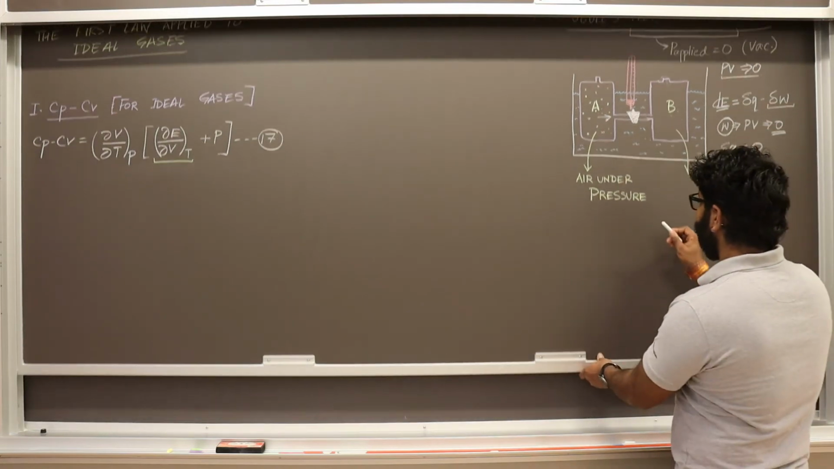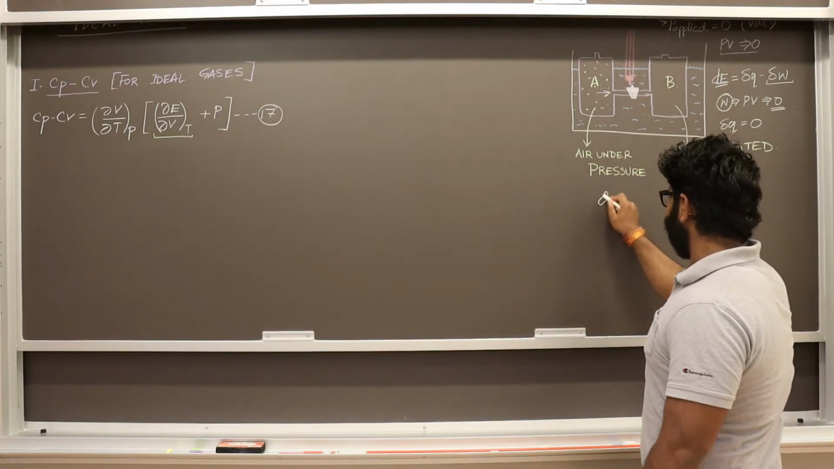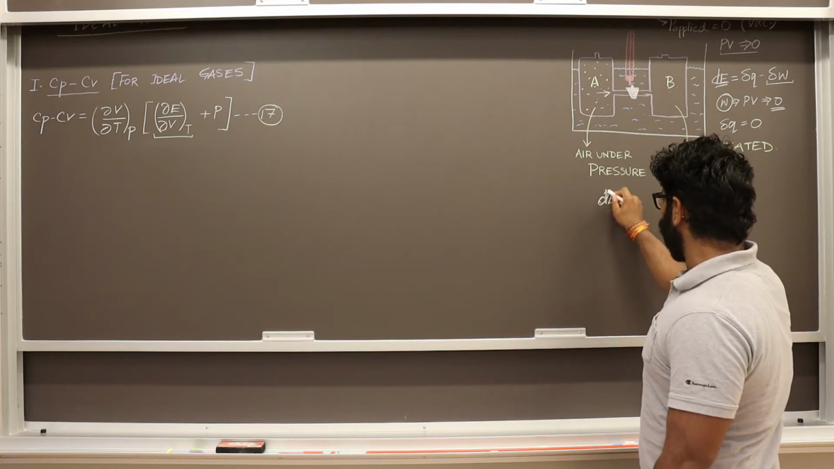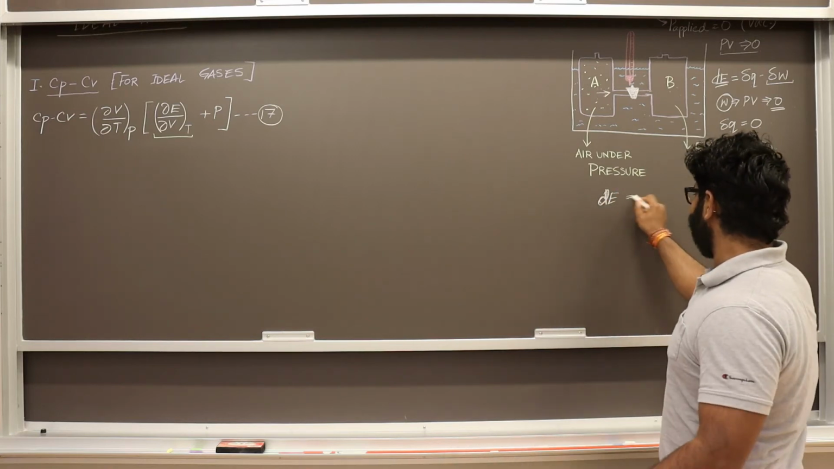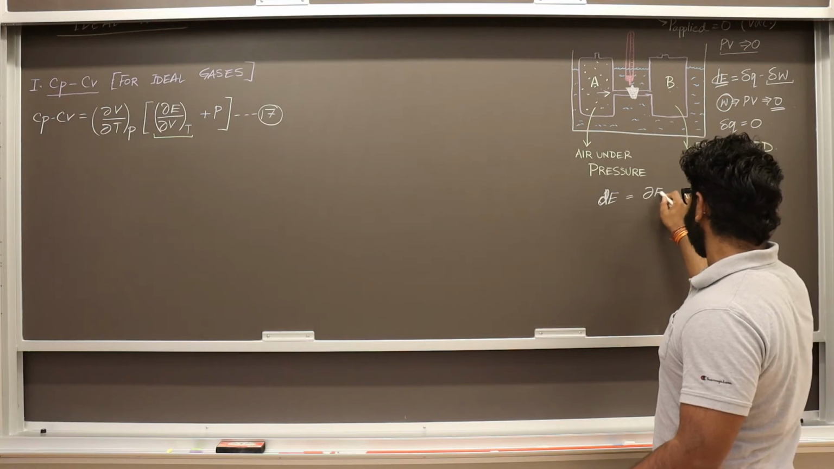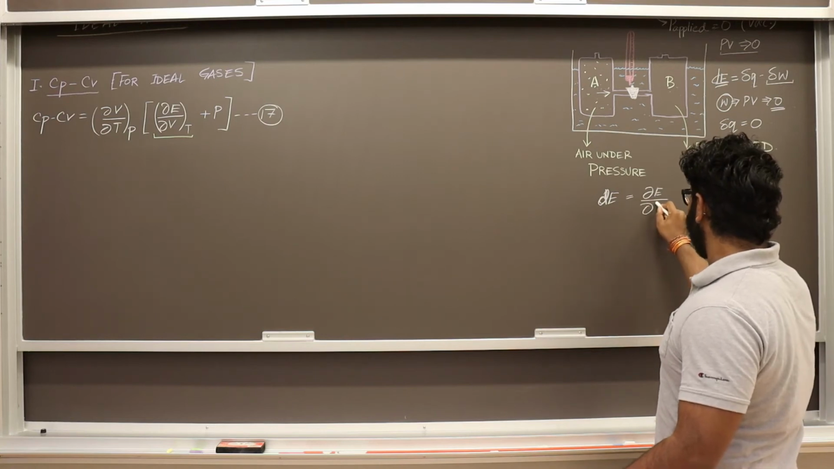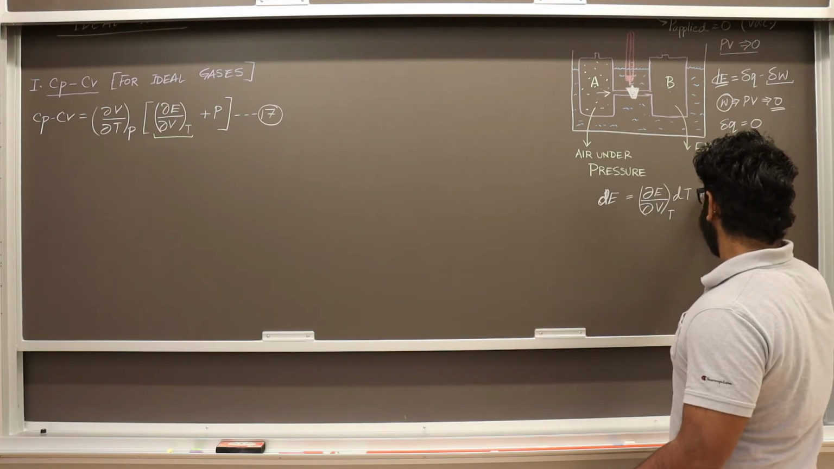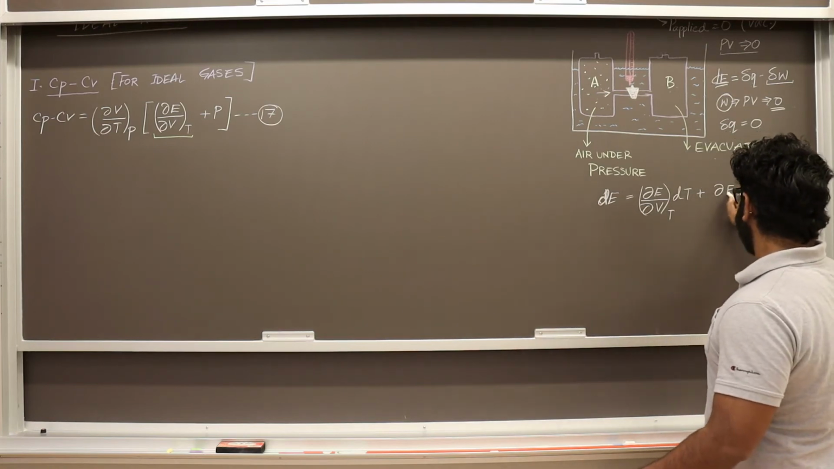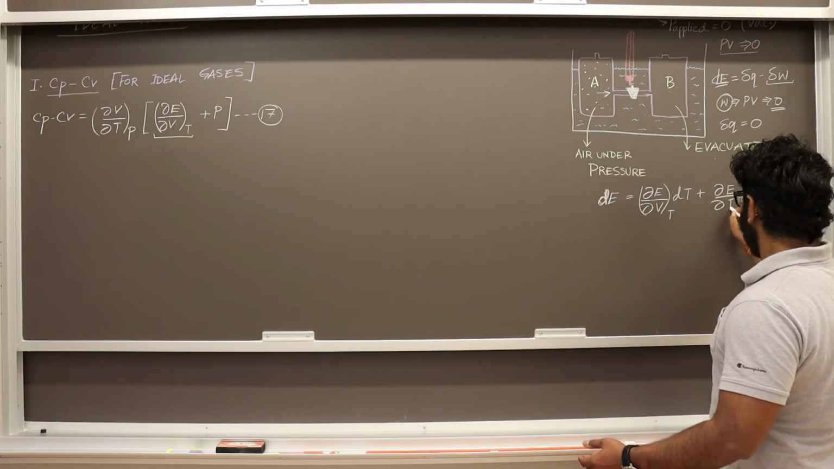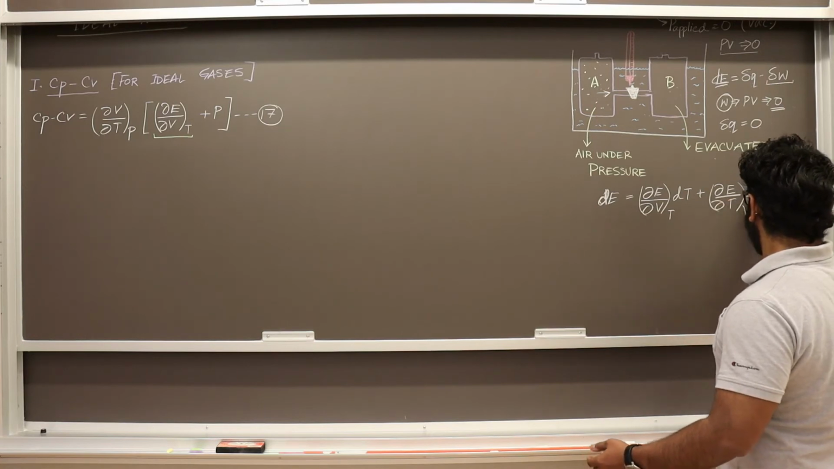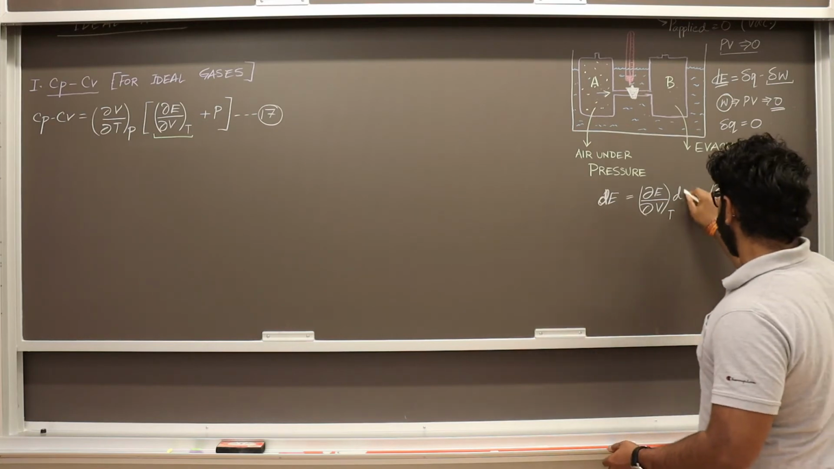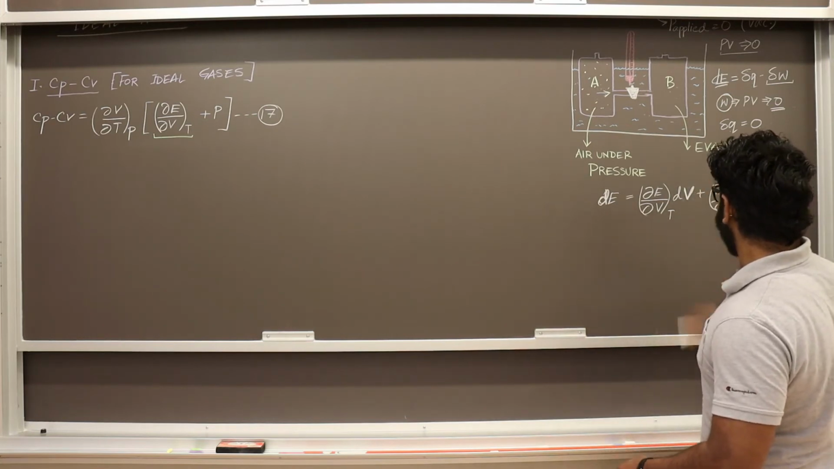Now we know, as we have seen before in a previous video, that dE can be written as del E by del V at constant temperature plus del E by del T at constant volume, times dT.